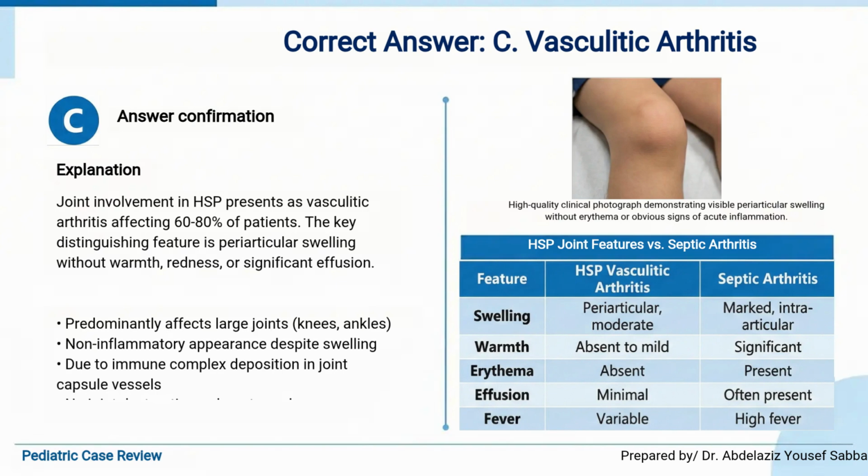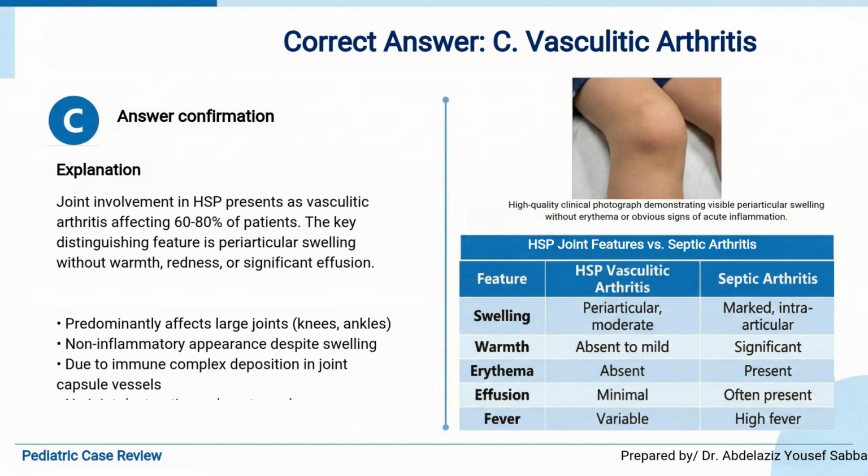Joint involvement in Henoch-Schönlein Purpura affects 60 to 80% of patients and presents as vasculitic arthritis with a very characteristic appearance. The key distinguishing feature is periarticular swelling that occurs without significant warmth, redness, or joint effusion. This non-inflammatory external appearance despite internal inflammation is what separates it from septic arthritis.